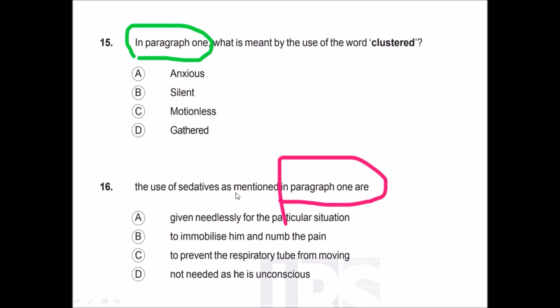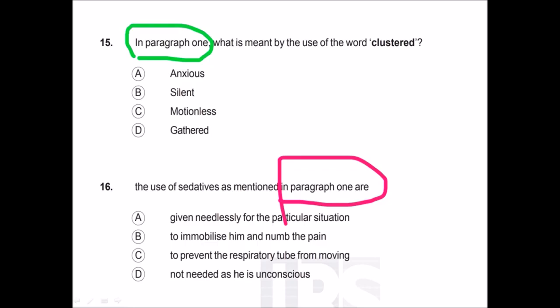The use of the sedatives as mentioned in paragraph 1. So this question 2 is also from paragraph number 1. So read the complete paragraph, then answer. In this way you can score well in part C. What was the strategy? First of all, number the paragraphs, read the question, read the passage, then answer. In this way you can easily score well in part C, which is the most important, lengthy and difficult part of the reading exam.